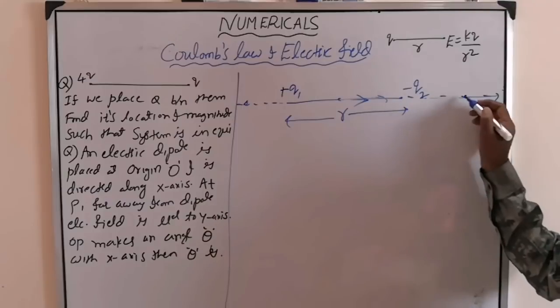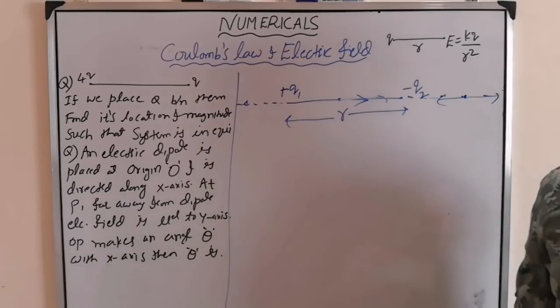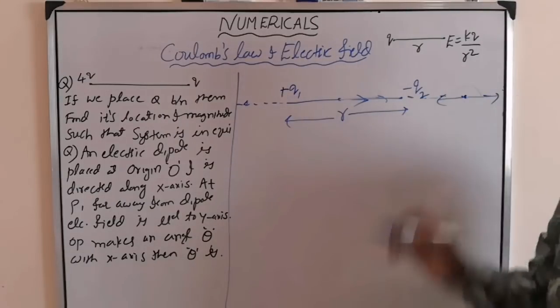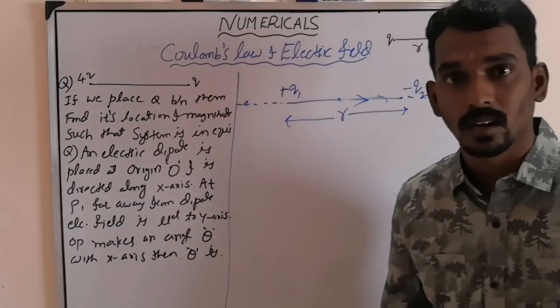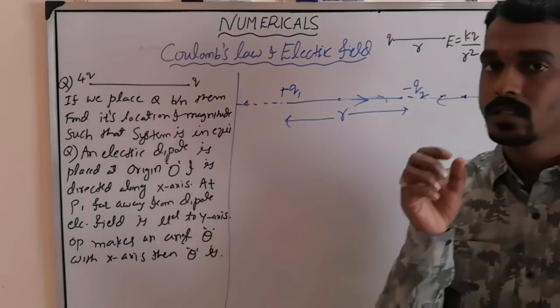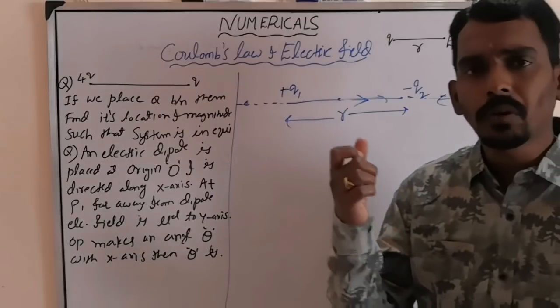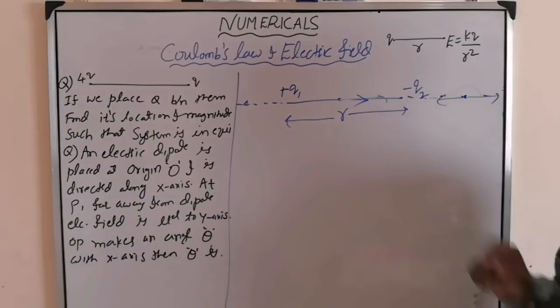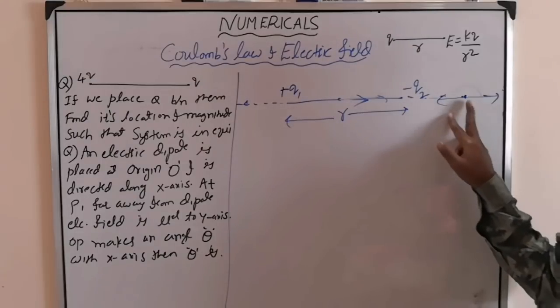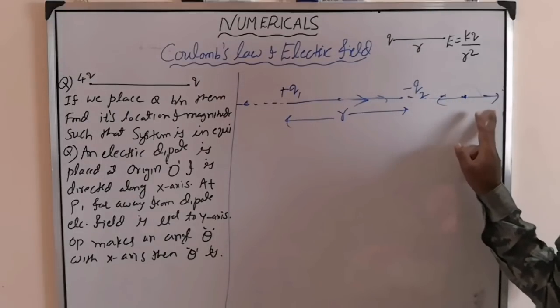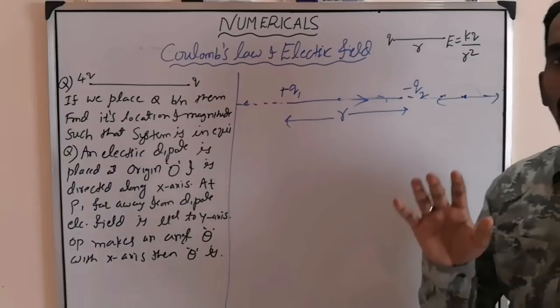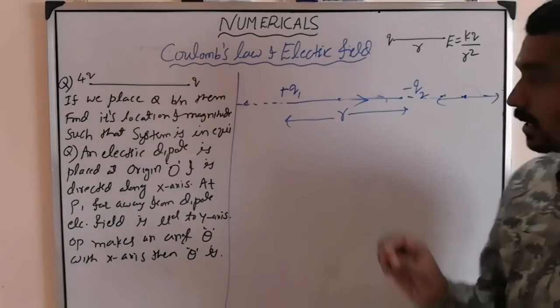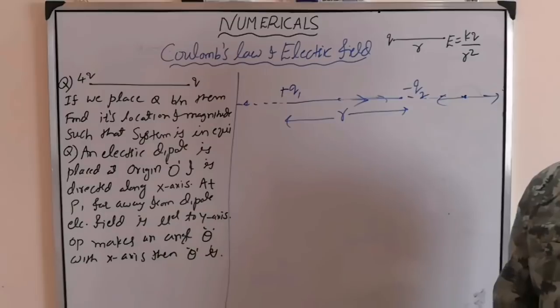This negative charge field is towards leftward. Both are in opposite direction. Chance is there. Yes or no? Chance is there for what? Chance is there for cancellation. Cancellation of electric field. But the magnitudes must be the same, such that you have to choose the point.